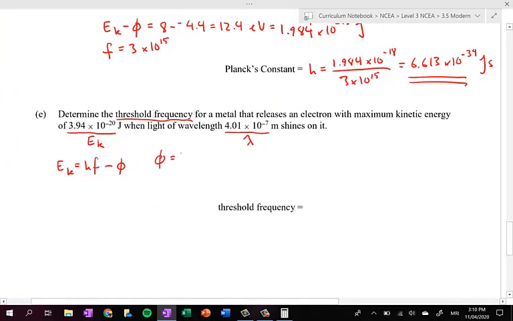Phi is going to be equal to h times the threshold frequency, because when the photons have exactly the threshold frequency, their energy is exactly equal to the minimum energy required to release an electron, which is phi. And we also know that f is equal to c over lambda, because the photons travel at the speed of light. So the wave equation f equals v over lambda becomes c over lambda. And what we'll do then is substitute these two equations into this first one.